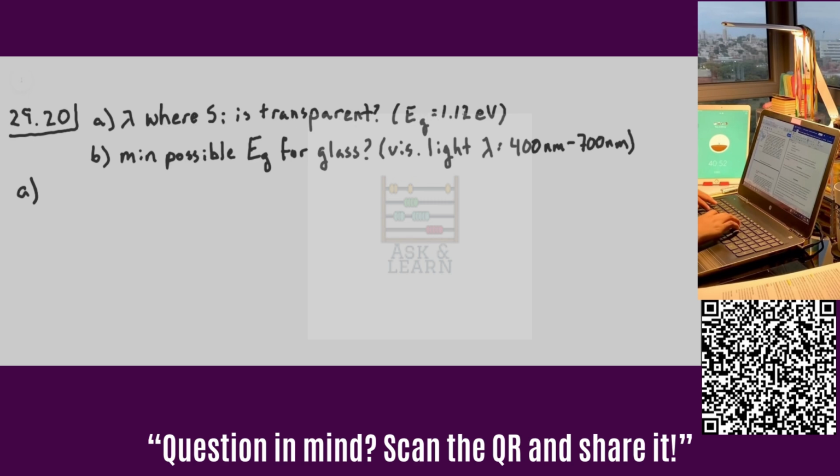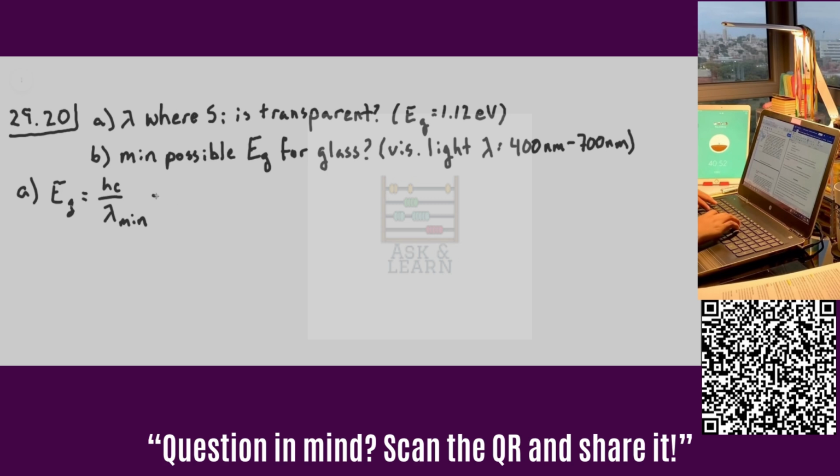So we want to figure out the shortest wavelength for which the corresponding energy is 1.12 electron volts, and then silicon will be transparent to any longer wavelength. So the gap energy here is going to be the energy of the photon with the minimum wavelength.